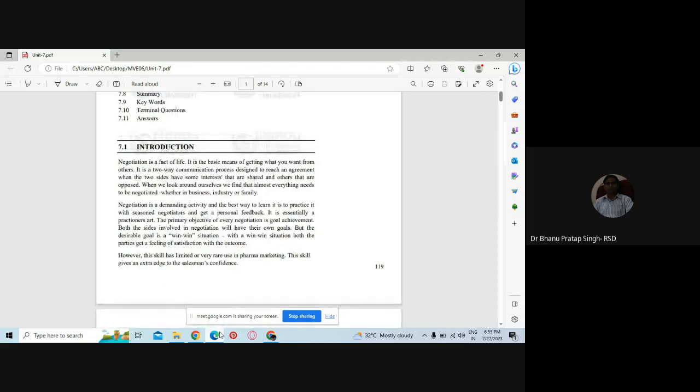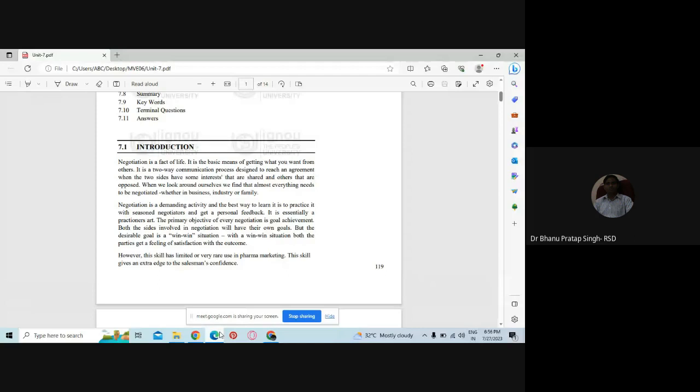So, what is negotiation? Negotiation is a fact of life. Everywhere we negotiate many things. When we go to shop, we negotiate the rate of the product. When the salesperson goes to the consumer or customer, negotiation takes place in a mutual way between both sides. It may be a reduction of price, an extension of service, a guarantee of the product, or about the product quality. So negotiation takes place everywhere.